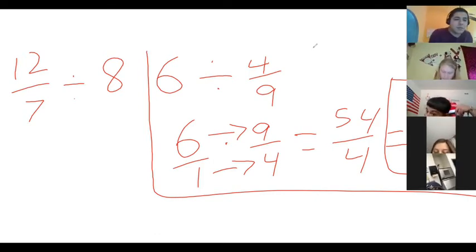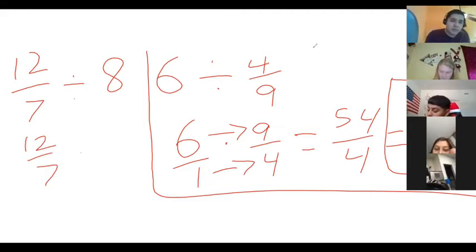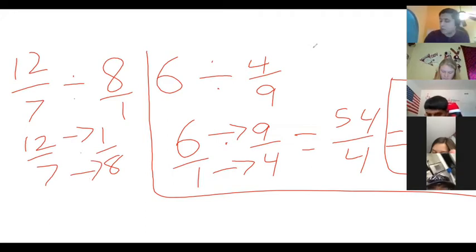We have to find the reciprocal. That would be 12 over 7 multiplied by... What would be the reciprocal of 8? 1 over 8, because we assume that there's a 1 on the bottom, so 1 over 8. 12 over 7 times 1 over 8. Now we're going to multiply both of those across.